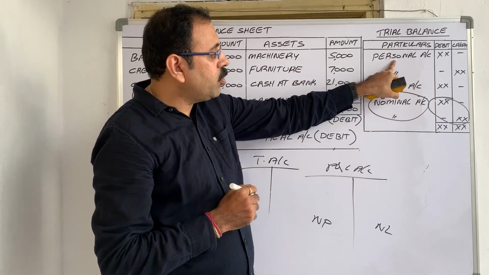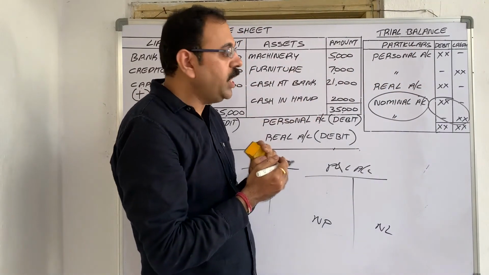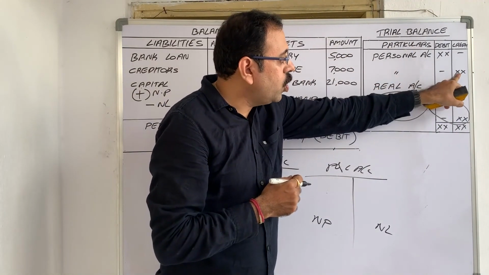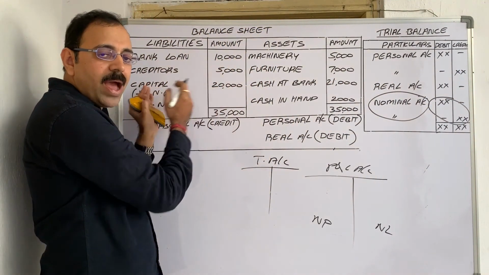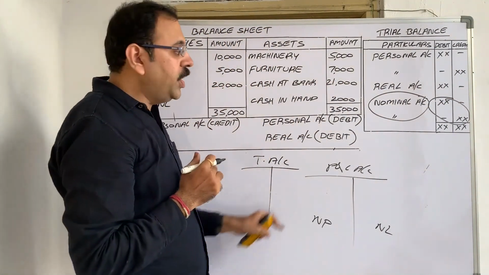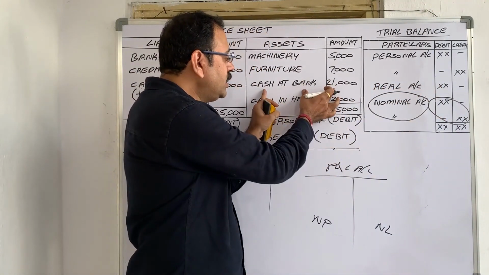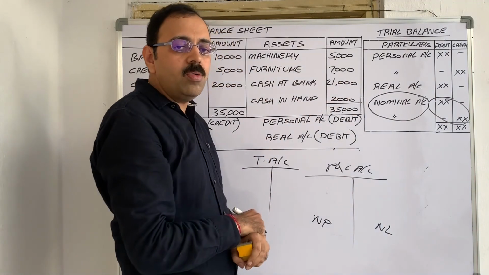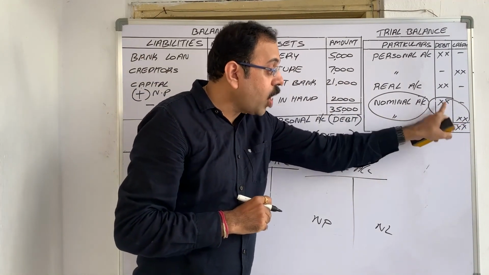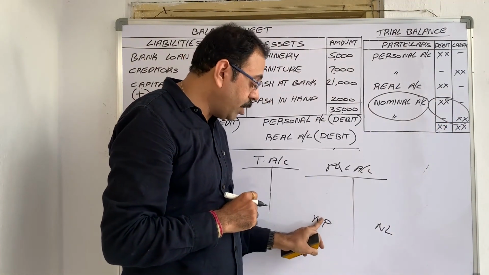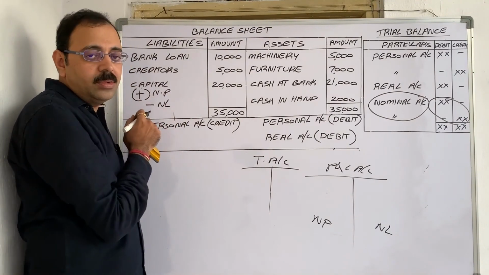Some personal accounts are showing a debit balance, we take them on the asset side of the balance sheet. Some personal accounts show a credit balance, we show them under the liability side of the balance sheet. And real accounts always show a debit balance. So on the asset side we write those real accounts, and the difference between debit and credit of nominal accounts, that is nothing but net profit and net loss, we are adjusting to capital.